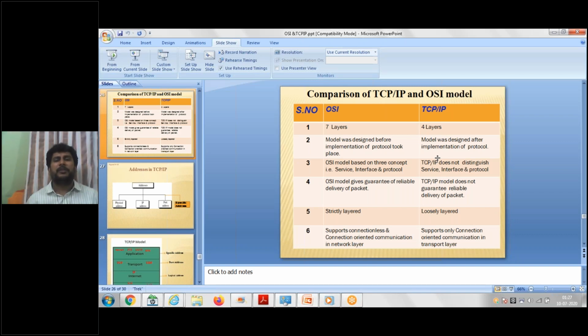model. The OSI model was designed before implementation of the protocols, but TCP/IP was designed after the protocols. Basically, your OSI is focused on three concepts: service, the interface between two adjacent layers, and peer-to-peer protocols.